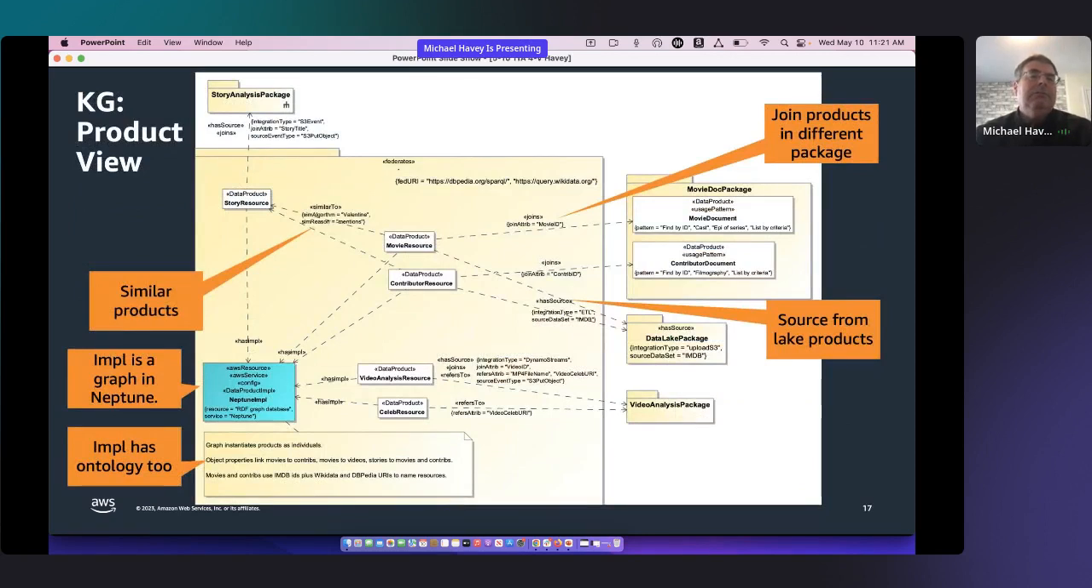I'll also show briefly the knowledge graph, which is a model with products. I have a movie resource product, a contributor resource product, a story resource product. So my knowledge graph has data products, but it is also the place where I put the overall multi-model. So it's serving two purposes, really. It's a place where I can ask questions about product relationships, and it's also a place where I can have particular movie relationships as data products.